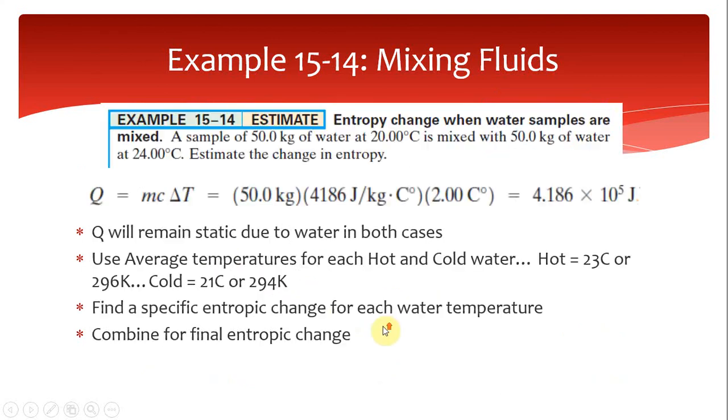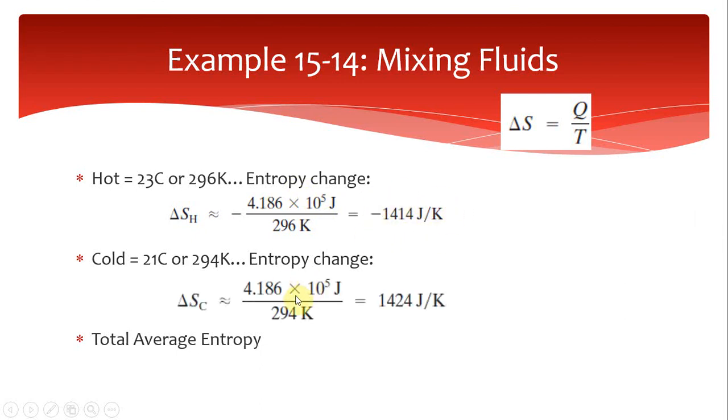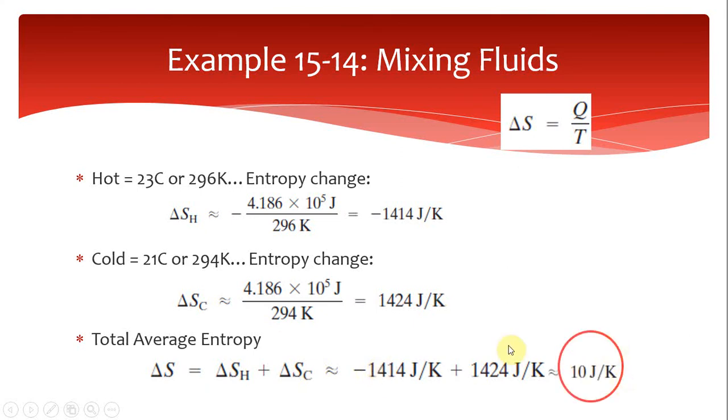Now, let's go back for a second. Here is your Q value. Delta S is Q over T. Here's your temperature. Here is your Q. Here is your S value for the hot water. Here's your Q. Here's your T. Here's your S value for the cold water. Now we're combining those two changes together, acting like a net force, doing a simple calculation, and calculating the final change in entropy.